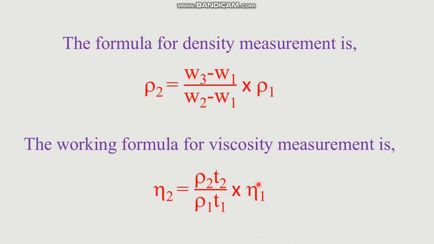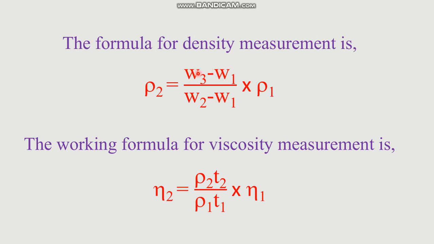So the formula of ρ2, first density measurement. What is the density of the experimental liquid? Suppose W1 is the weight of the empty bottle, W2 is the weight of the bottle plus water, and W3 is the weight of the bottle plus the experimental liquid. So what is the weight of the liquid? Now W3 minus the weight of the empty bottle, that is W1, and that of water is W2 minus the weight of the empty bottle, that is W1.